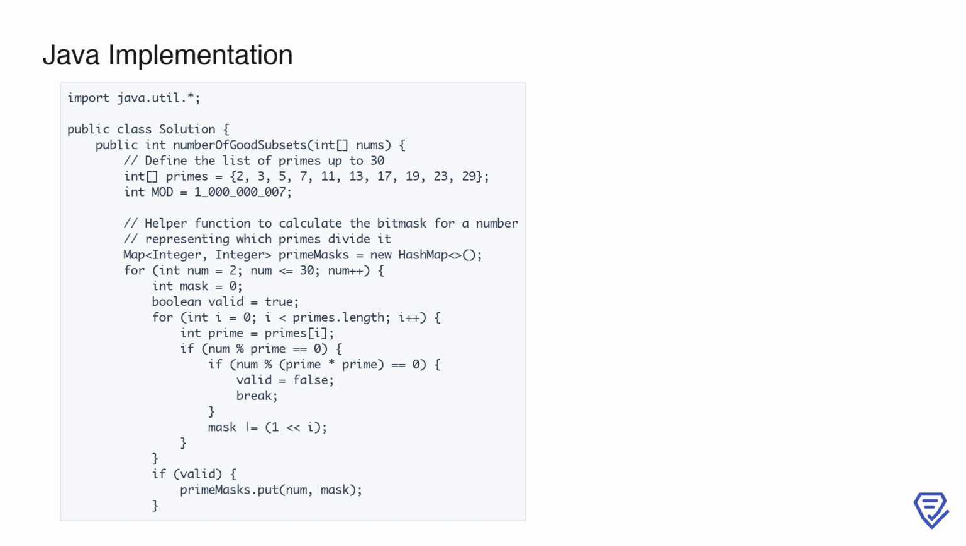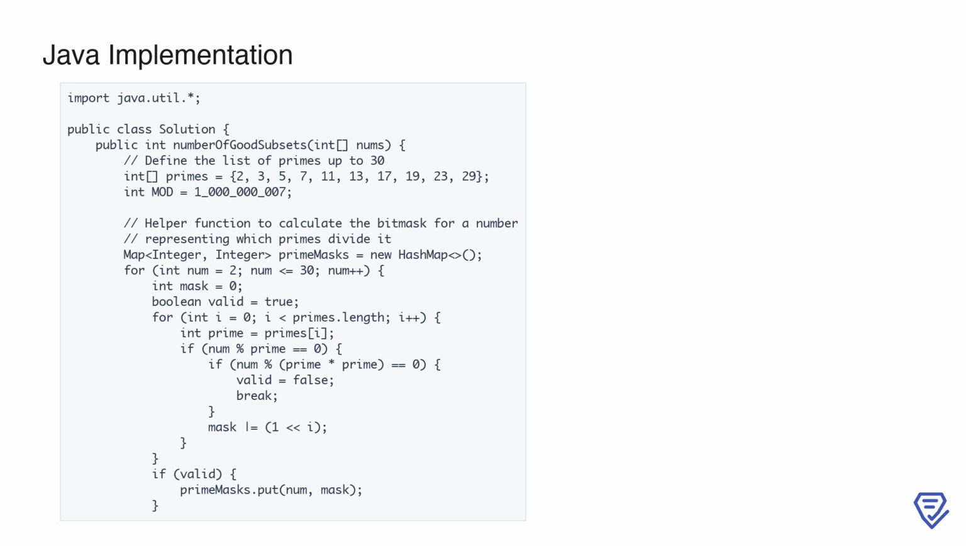Next, we define a helper structure, prime masks, which maps numbers from 2 to 30 to a bit mask. This bit mask represents which of the primes divide the number. For each number in this range, we calculate its bit mask by iterating through the list of primes. If a number is divisible by a prime, that prime's corresponding bit is set in the mask.